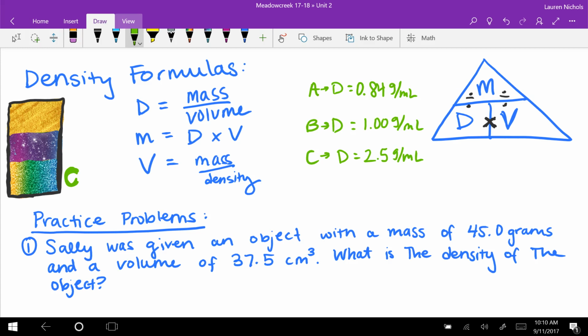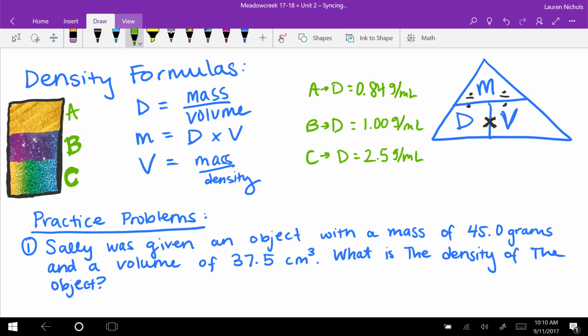Liquid B has a density of 1.00 grams per milliliter, which is the density of water, so it's most likely water, and it would go in the middle. That's because it's lighter than liquid C, so it would float on top of it. And then liquid A has a density of 0.84, which is the density of rubbing alcohol, and it would float on top of all of that.